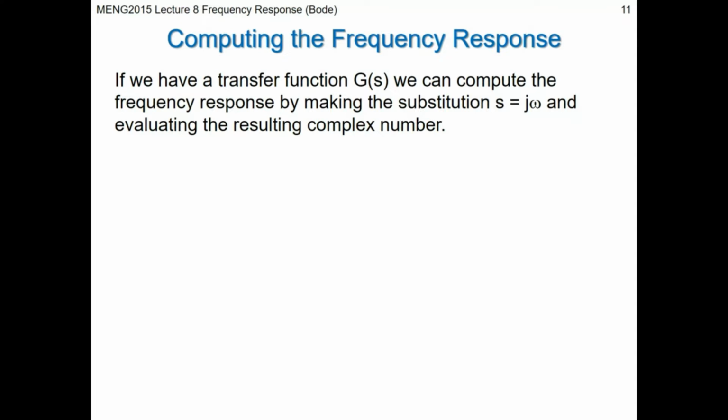Let me just press on. If we have a transfer function, this is G(s), G as a function of s, our s-form transfer function, we can compute the frequency response by substituting jω for s. And then we evaluate the resulting complex number.